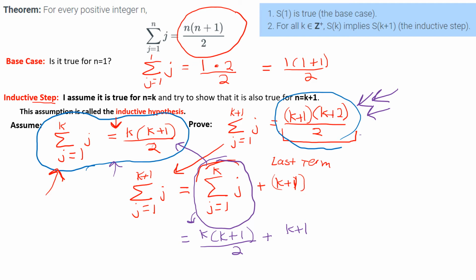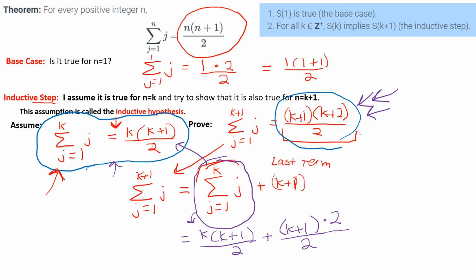So maybe let's go ahead and get a common denominator between this k plus 1 and what was already there in the first term. So I'm going to divide by 2 and then multiply by 2, right? We can always do that. Take something, multiply by 2, divide by 2, we end up with the same thing. So I'm going to do that. Okay, so now what?